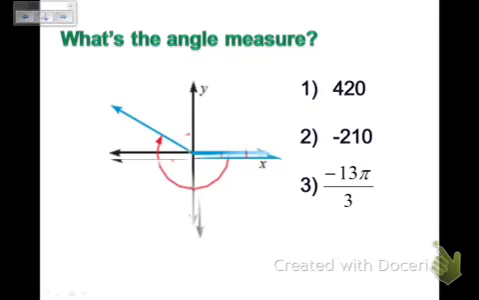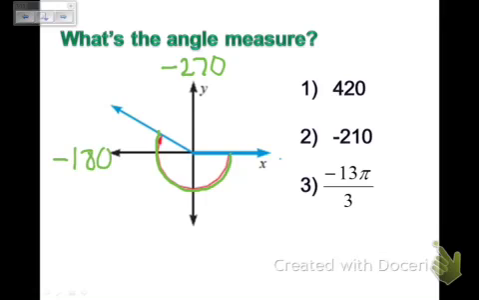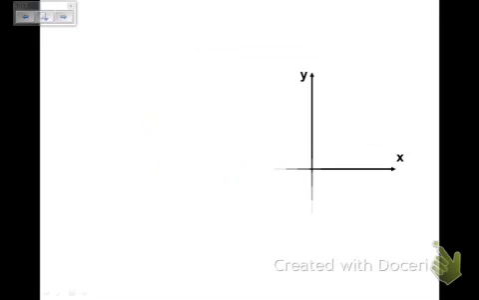Looking at the last one here, oh, it's going down, so it's got to be negative. Start on the initial side, go down, negative 180. It's got to be bigger than negative 180, but smaller than negative 270. Negative 210 is our answer right there. Okay, a little different than drawing those, figuring out what they are.